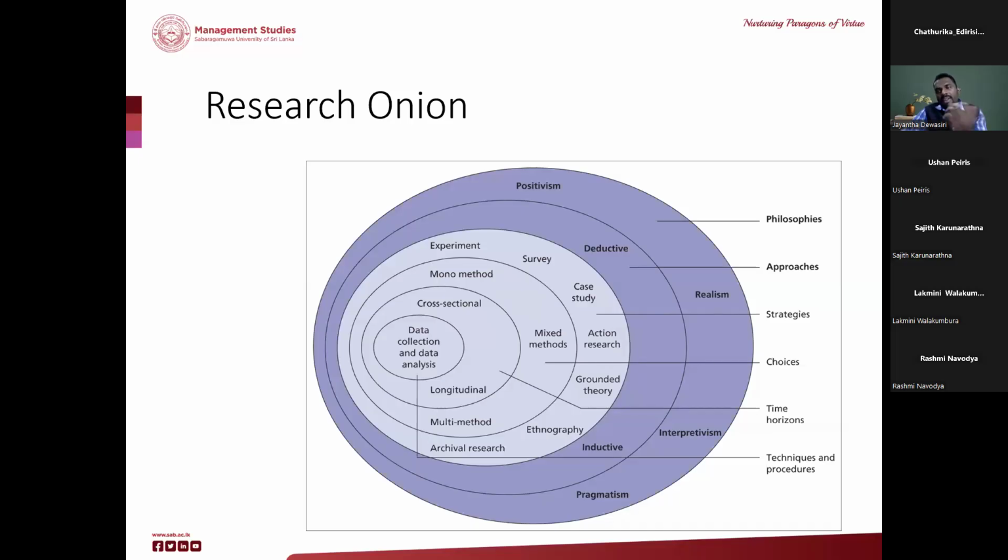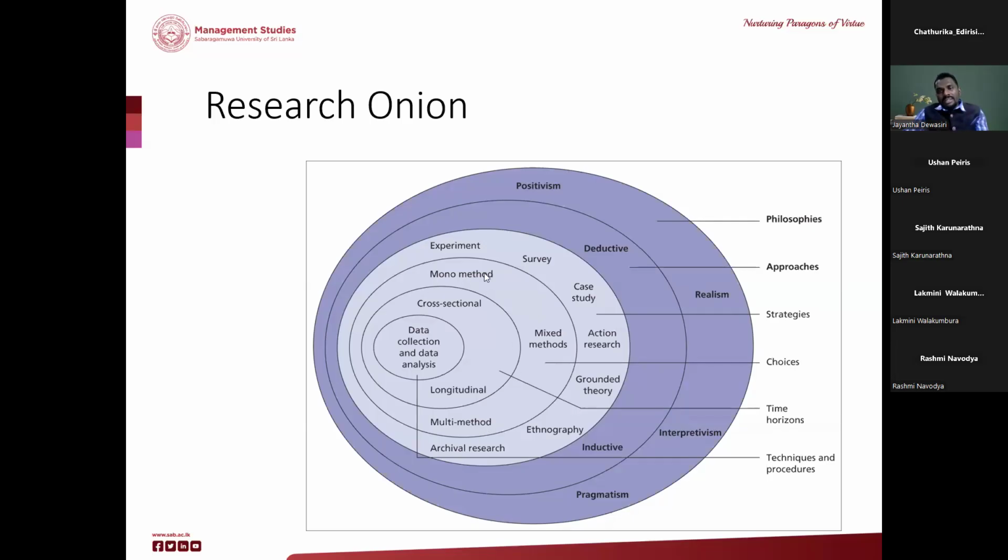But when it comes to multi-method, what do we mean by multi-method? Here you can see mono-method is for a single methodology you are applying. It can be either a qualitative methodology or a quantitative methodology. Mixed method is the use of both qualitative and quantitative methodologies in a single study. So what do we mean by multi-method then?